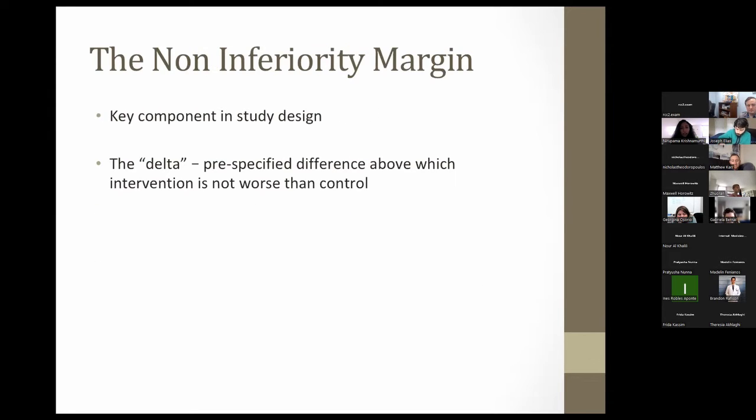Okay. So one of the key components of a non-inferiority clinical trial is the non-inferiority margin, or the delta. So this is a pre-specified difference above which the intervention is not worse than the control. Let me explain this with an example.